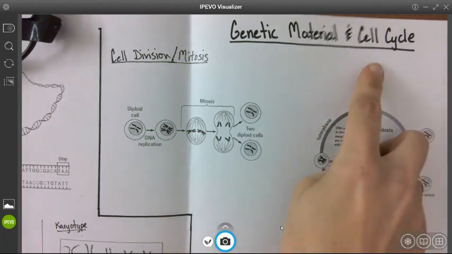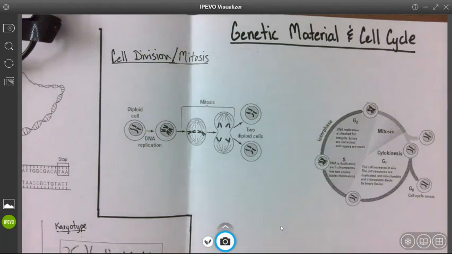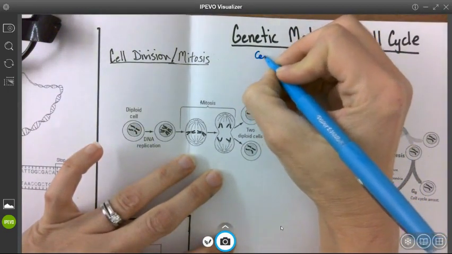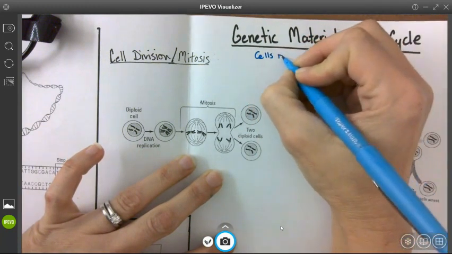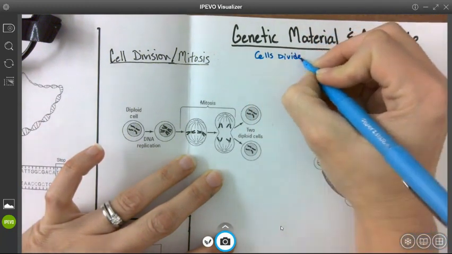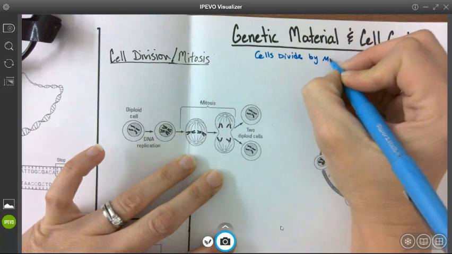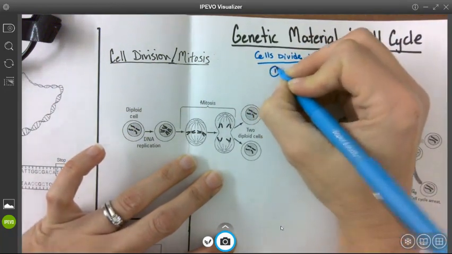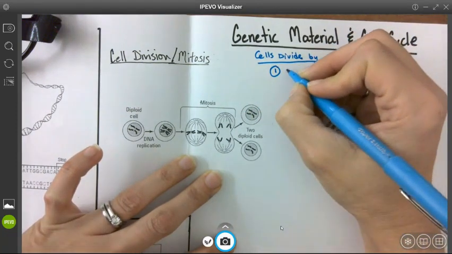This video is on the cell cycle. The cell cycle is a repeating series of cell growth and division. And why do cells divide, first of all? Let's start with that. So cells divide by mitosis for a number of reasons. First, they divide for growth.